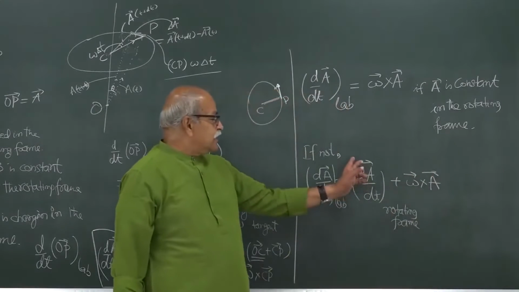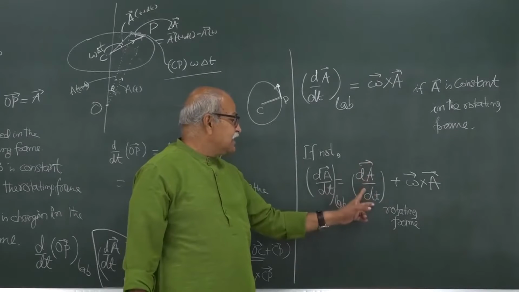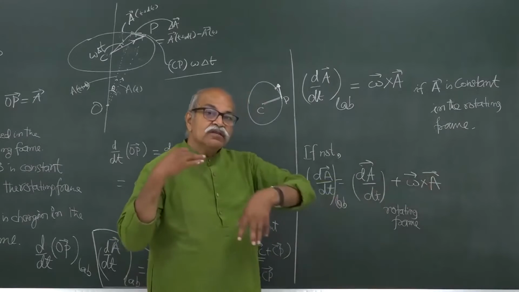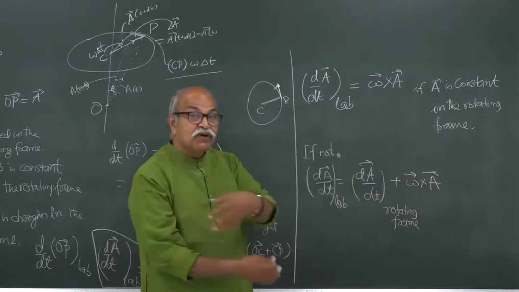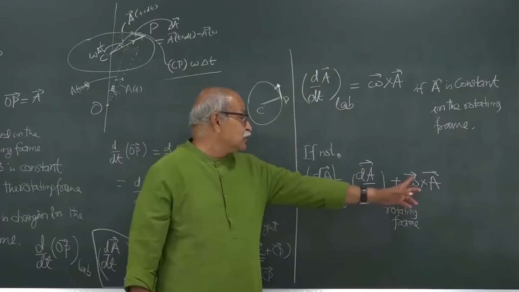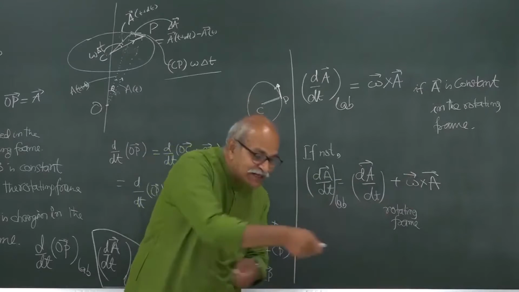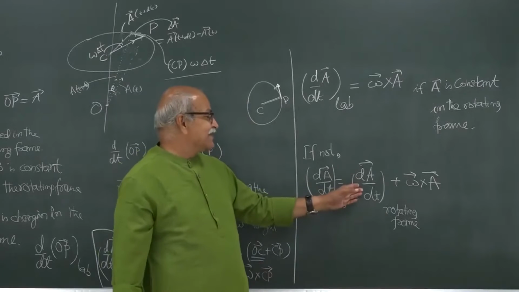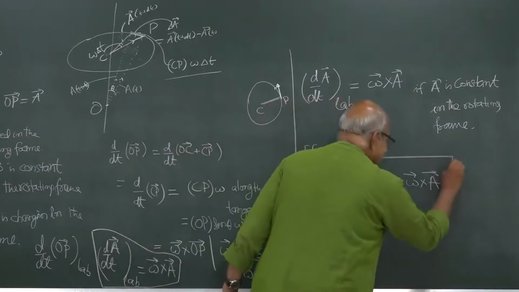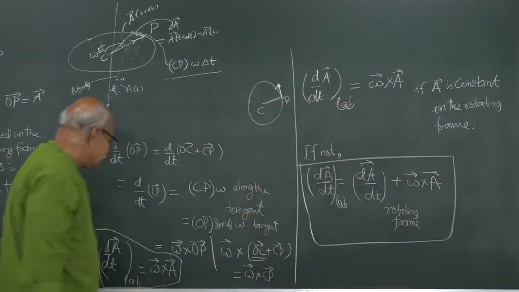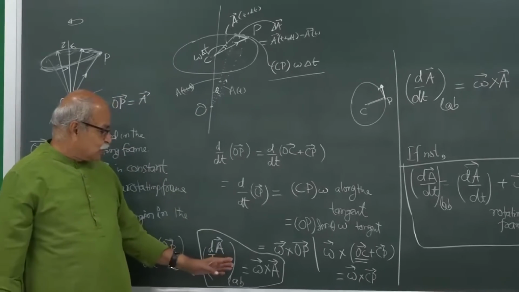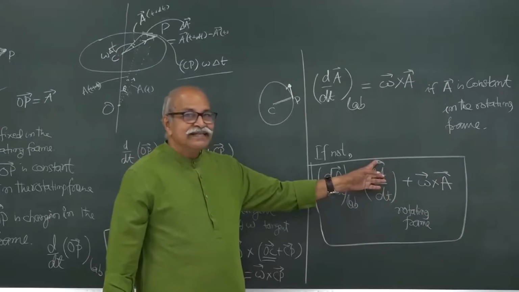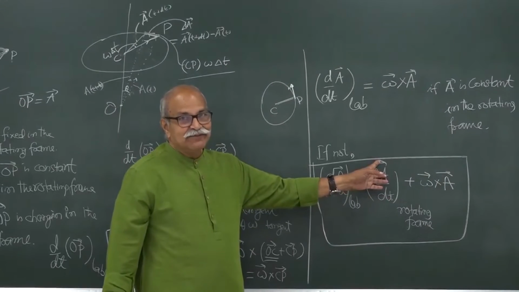So, if A is fixed in the rotating frame, you do not have any dA/dt in the rotating frame, then it is just omega cross A. So, because of the frame rotation, you are getting this omega cross A, and because of the particle moving, or the vector changing in this rotating frame, you are getting this term. So, this is the relation which is more general than this. This is true when A is fixed in the rotating frame, and this is true if this A vector changes in the rotating frame. So, we will start from here.